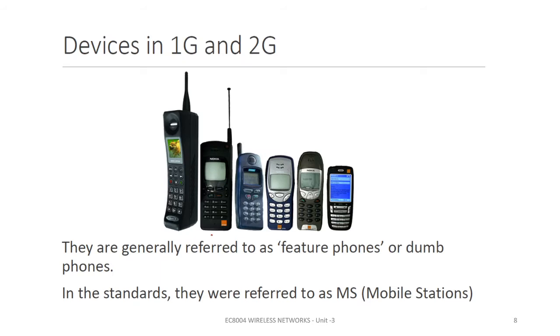So these devices are your first generation and second generation devices. See, they are generally referred to as feature phones or dumb phones. In the standards, they were referred to as MS, mobile stations. If you're going to see, I could not do any other internet facilities in this one, in your first and second generation. These are the devices, meaning these are my user equipment in my first and second generation.